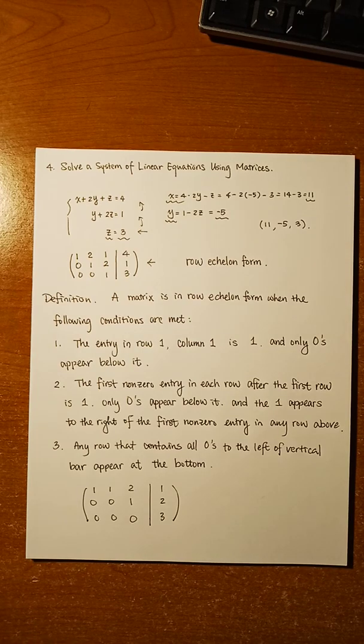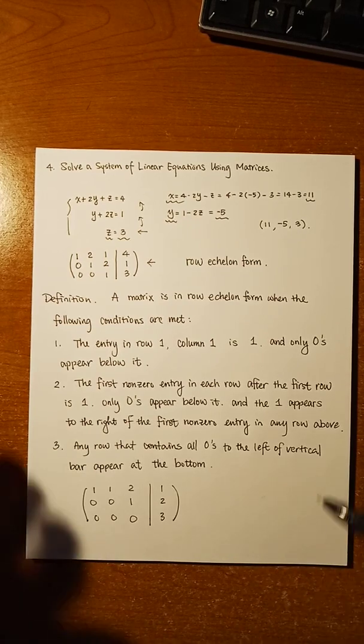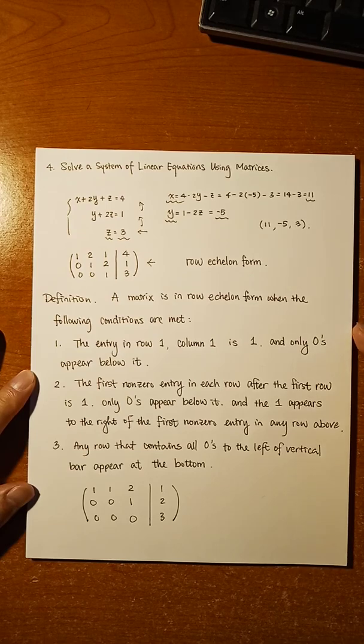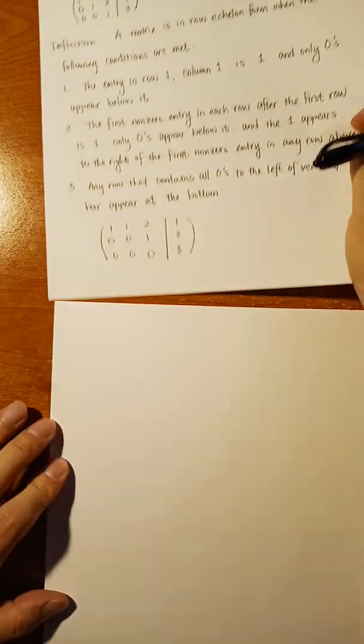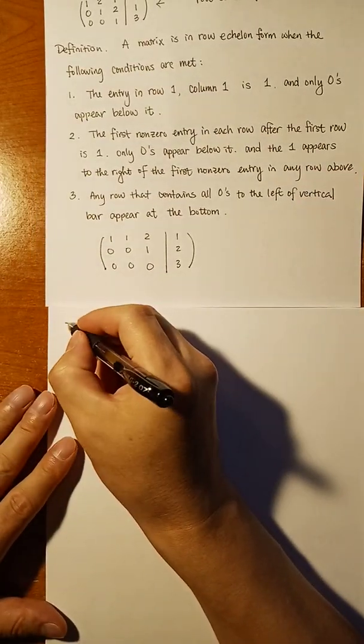Okay, now let's see. If we have a general matrix not in row echelon form, how can we use row operations to get the equivalent row echelon form? Okay, so let's see. Example.